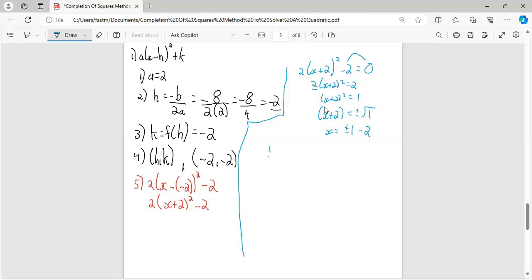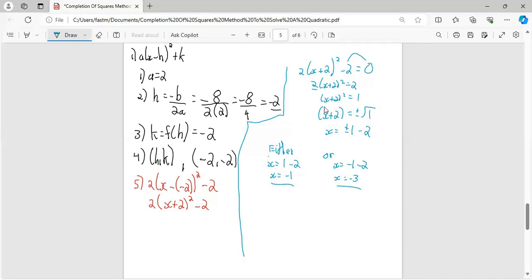So it's either x is equal to plus 1 minus 2, or x is equal to minus 1 minus 2. Remember, it's plus or minus 1, right? So solving this, x could equal minus 1, and this one, x could equal minus 3. And those are your x-intercepts of the quadratic itself. As I said, when you solve it, you'll end up with the points at which it cuts.